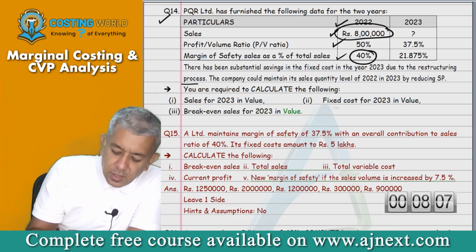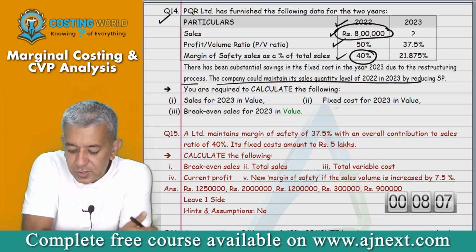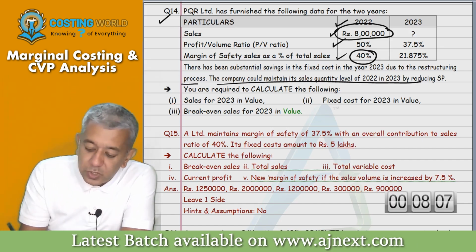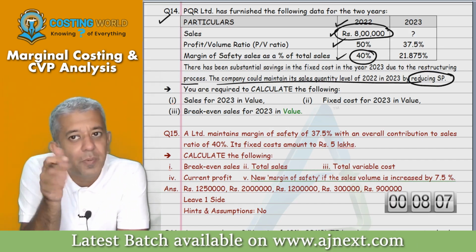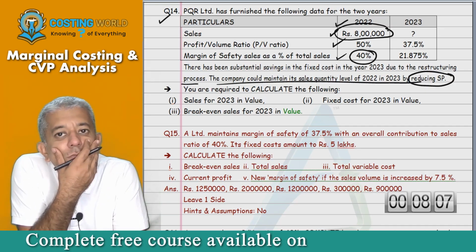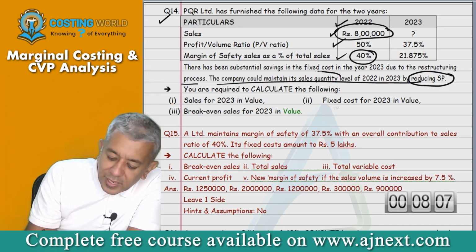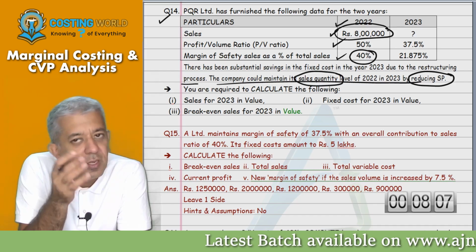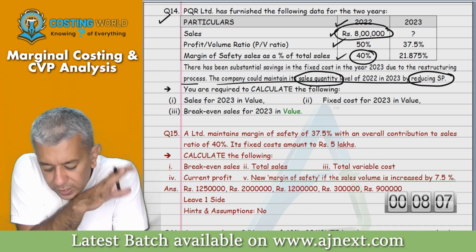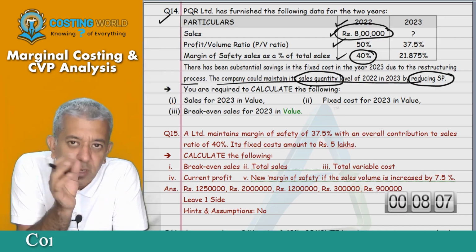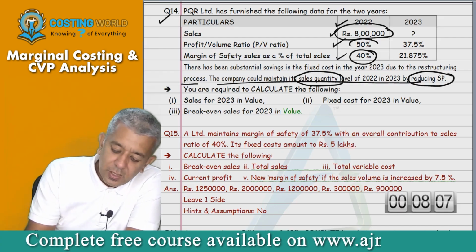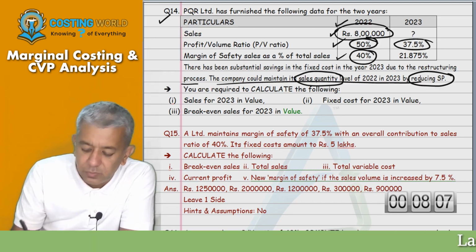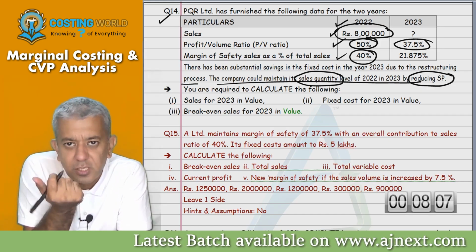Yes. Okay, further. The company could maintain its sales quantity level of 2022 in 2023 by reducing the selling price. So can we say selling price has also changed? Yes, but those guys have told that quantity has remained the same. So whatever was the quantity in 2022, in 2023 the quantity could be maintained, but selling price in this case has fallen. In this particular year, PV ratio was 50%. PV ratio had to change because selling price is changing, no? Yes, sir. If selling price changes, PV ratio also changes.